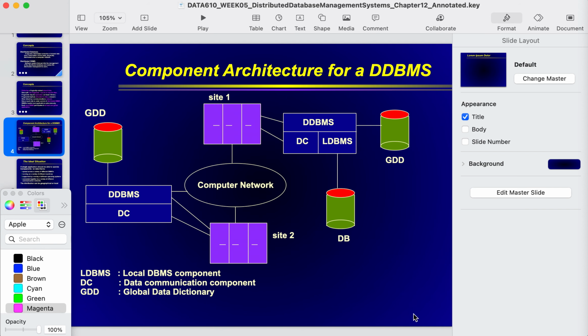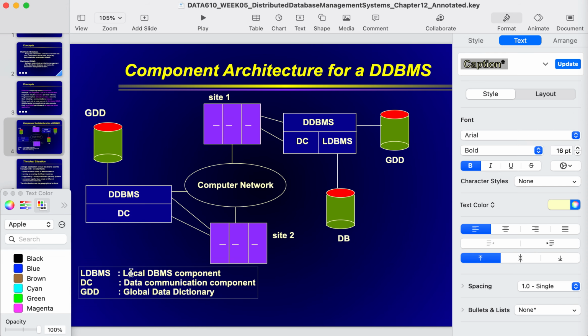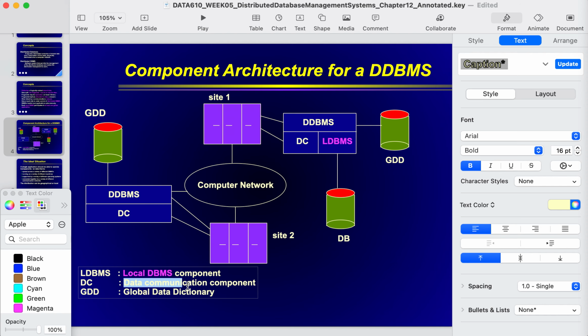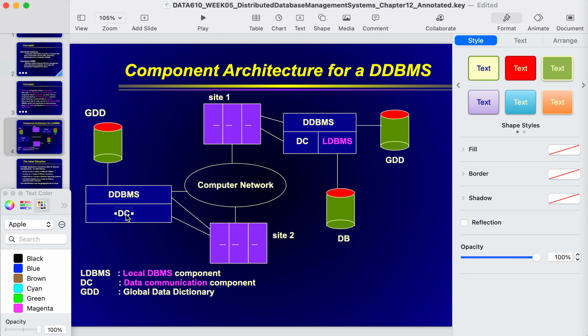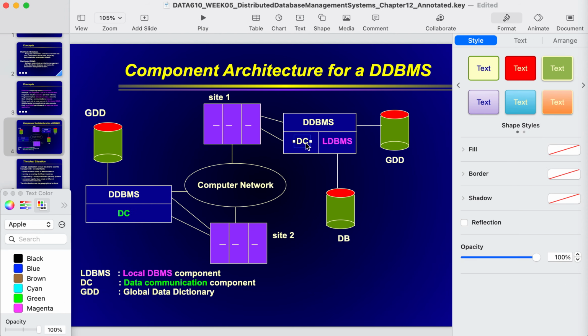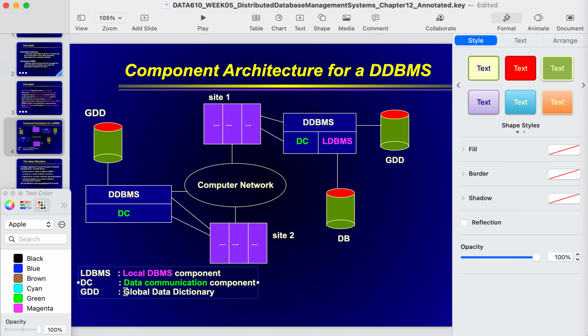So this is what it looks like. LDBMS is the local site, the local management system. So this is what you see here. Local database management system. DC, data communication components. So that's right here. Let's make this green. And then we have GDD, Global Data Dictionary.